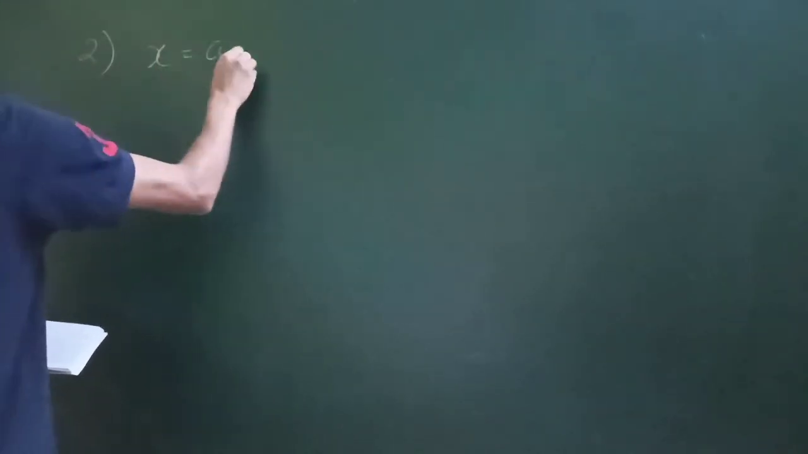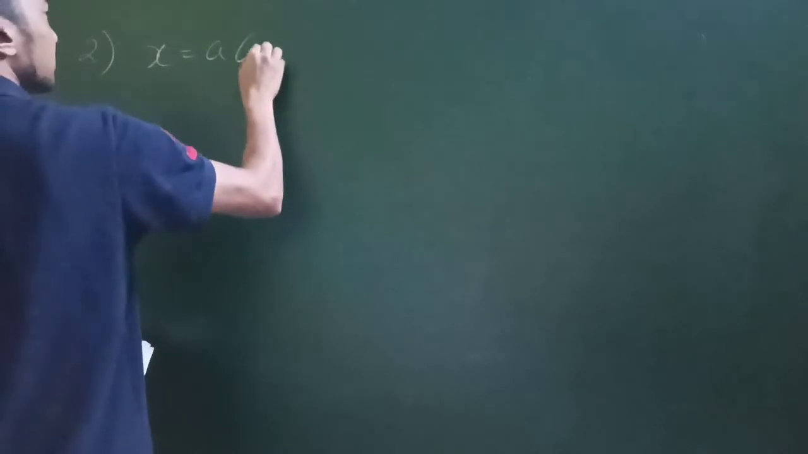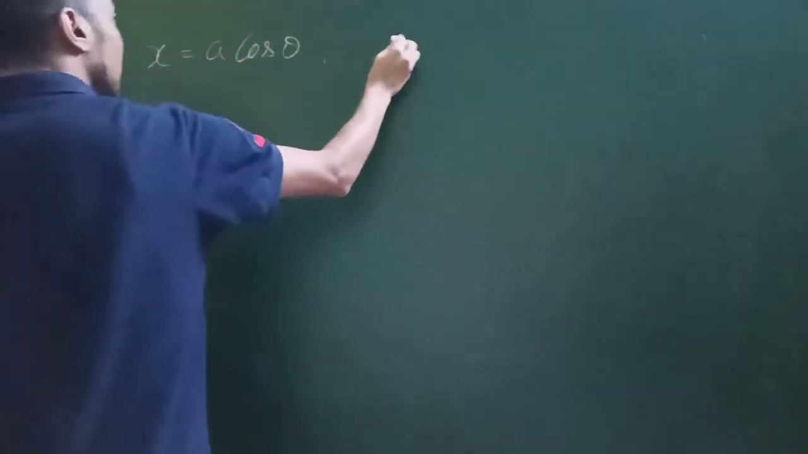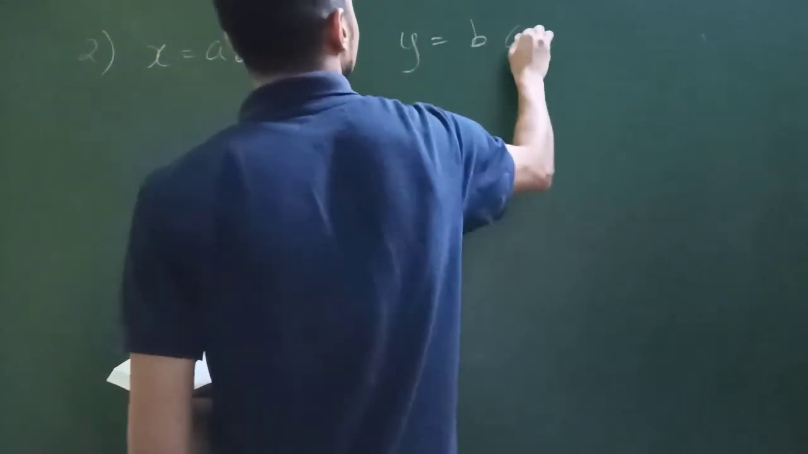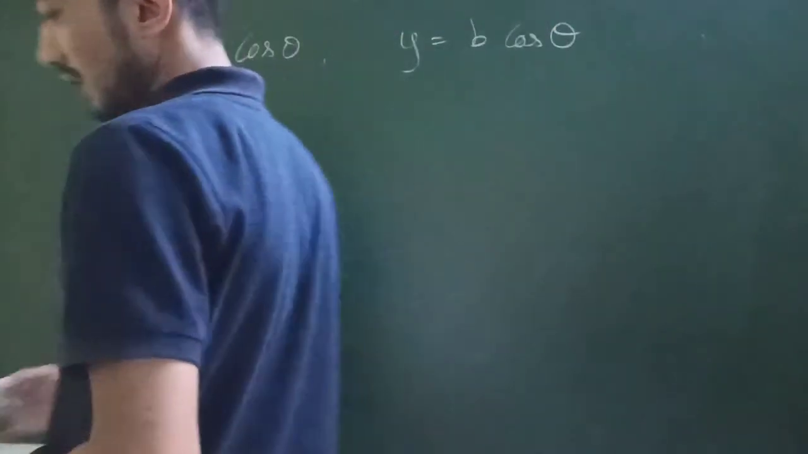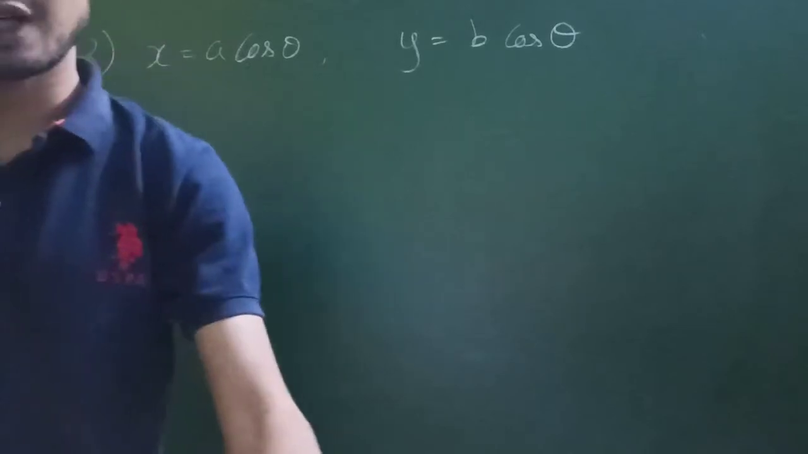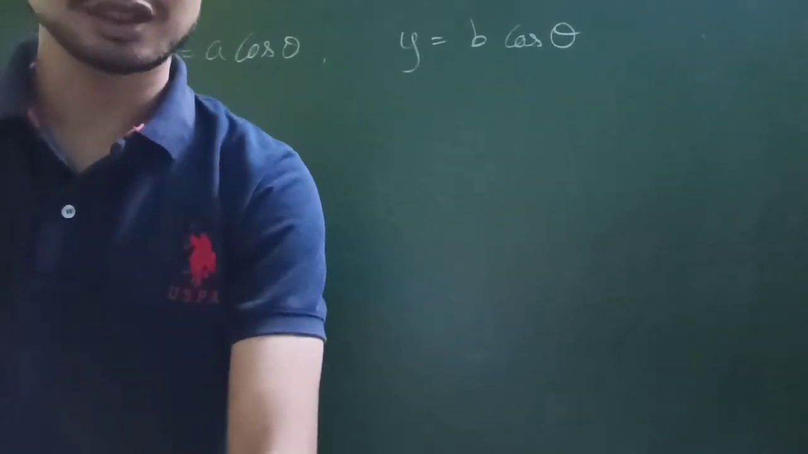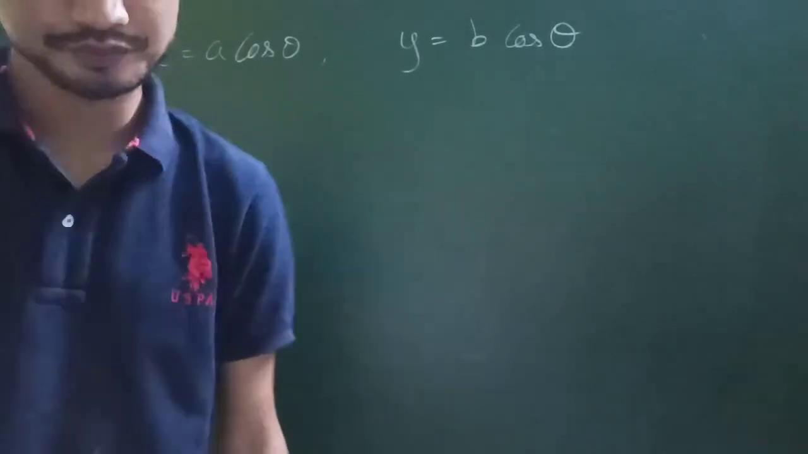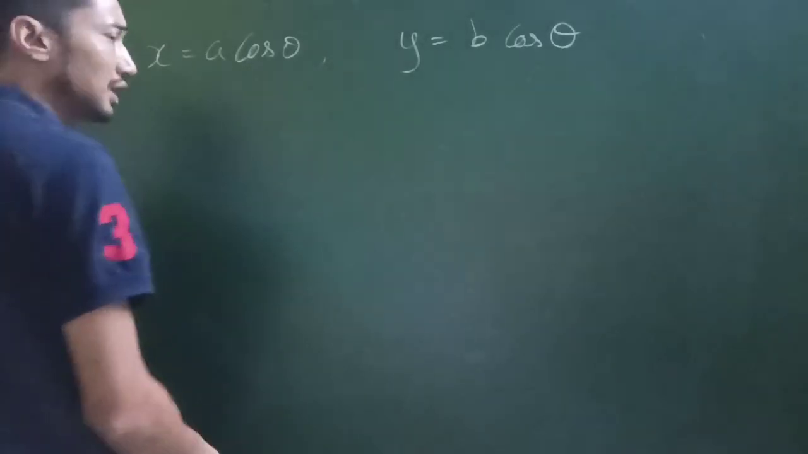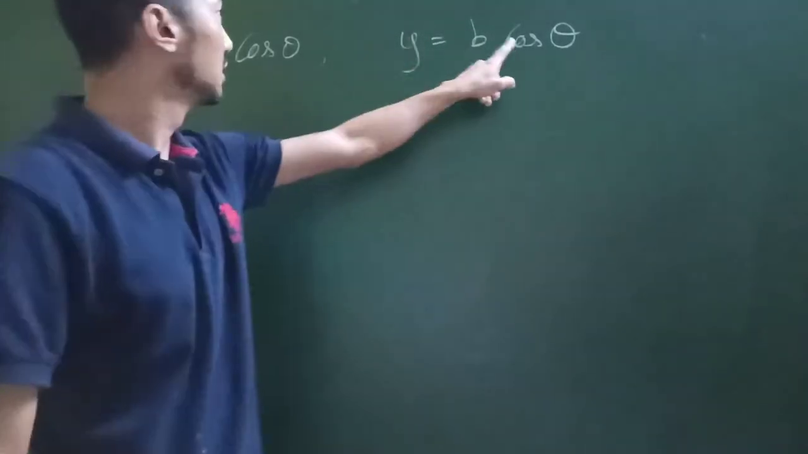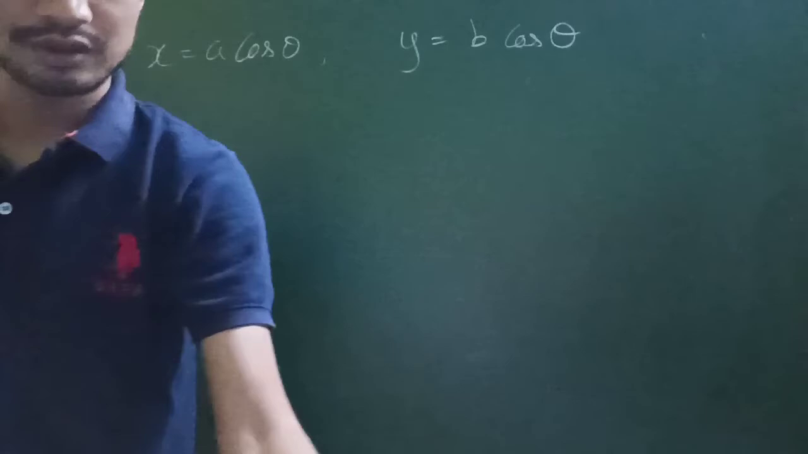Question number 2. x equal to a cos theta, y equal to b cos theta. Now tell me, what is the parameter here? The parameter is going to be theta. So x equal to a cos theta.